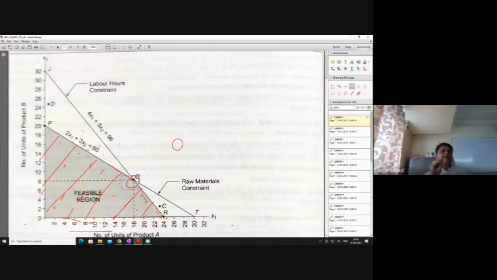Okay, but though it is a feasible solution, it is not optimal. The optimal solution is only at point Q, which has x1 is equal to 18 and x2 is equal to 8. That is the only optimal point. All others are giving feasible solutions, but not the optimal solution. Do you agree with me?